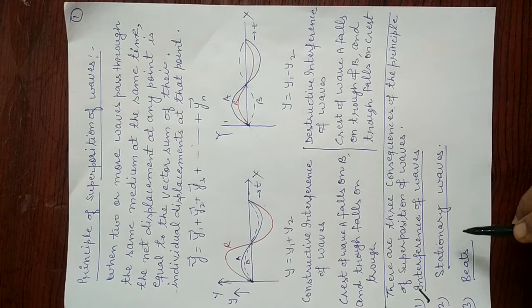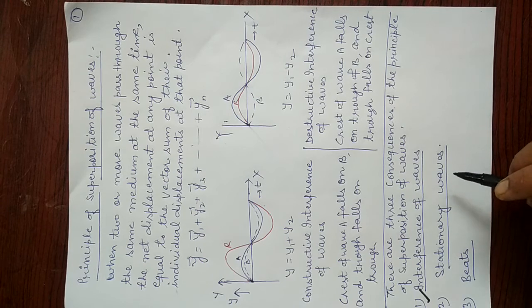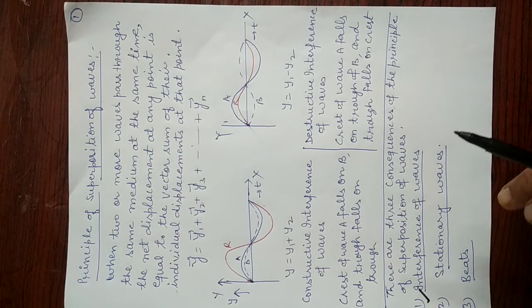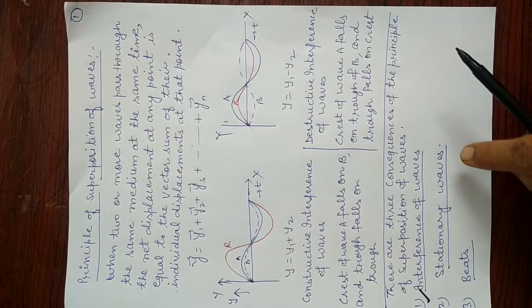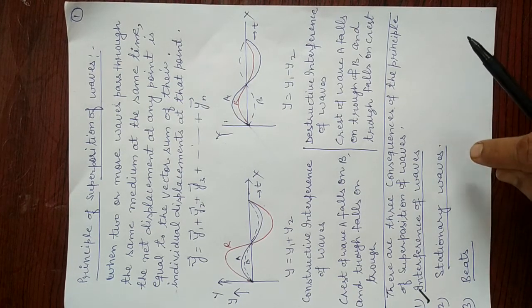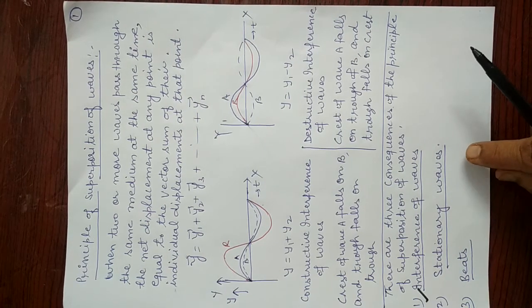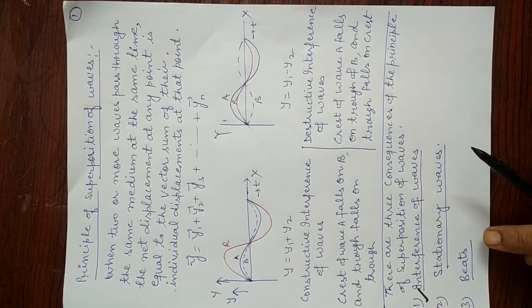Okay, in case of stationary waves, two waves which have the same frequency and are moving with the same speed but in opposite direction, here the important thing is the direction is opposite, then they superpose on each other and produce stationary waves.